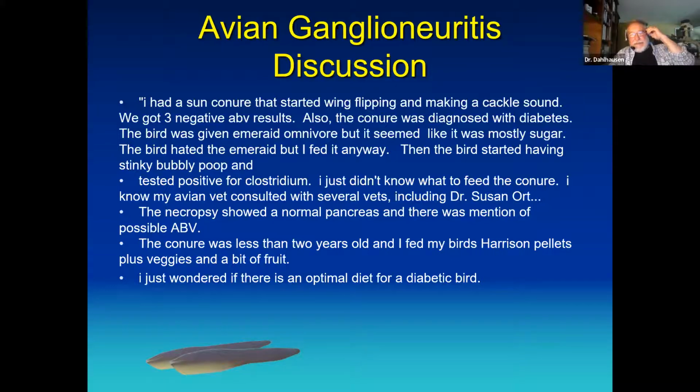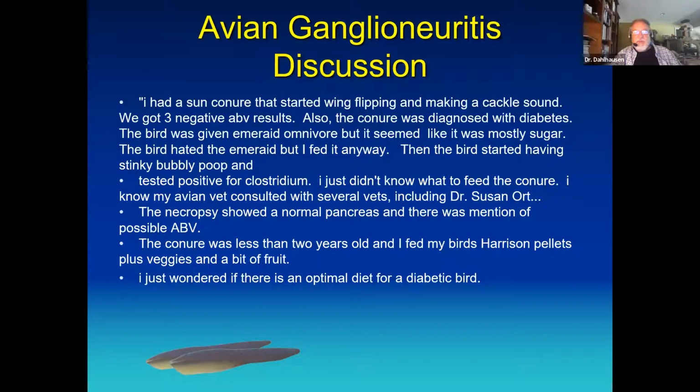Well, again, on the ABV results, false negatives on the testing can be common depending on how the sample is handled. This is an RNA virus. It's very, very friable. It doesn't last long in the clinical sample. And in this bird, probably the antibody test would be more appropriate. Obviously, this bird had a Clostridium infection, an anaerobe in the intestinal tract. This stinky, bubbly poop is very common with Clostridium, which we will see associated with avian ganglioneuritis of the GI tract.